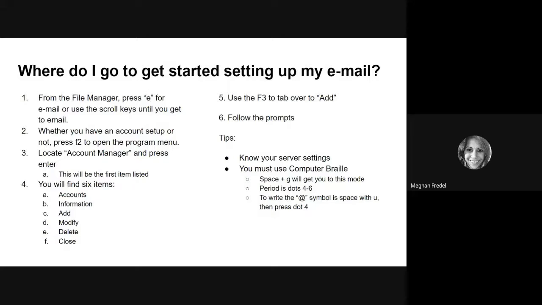A few tips as you go into the setup. 1, use your manual, follow those steps. 2, know your email server settings. 3, you must use computer braille. To get to computer braille, if you hit space G, that will cycle you through uncontracted braille, contracted braille, and computer braille. So make sure that you are on computer braille. If you want to write a period, that is dots 4-6 in computer braille. And then to write the @ symbol, you're going to hit space with U and then press dot 4.